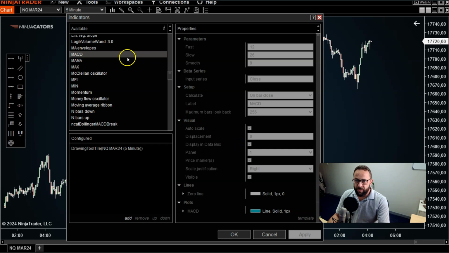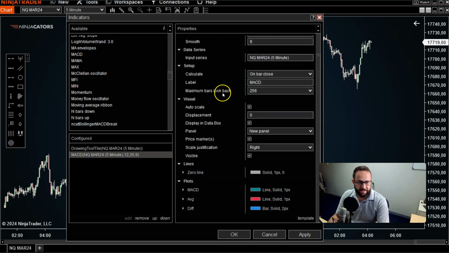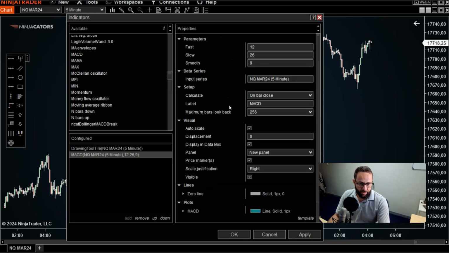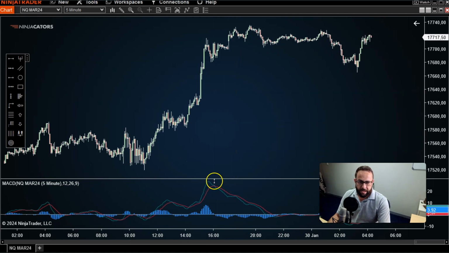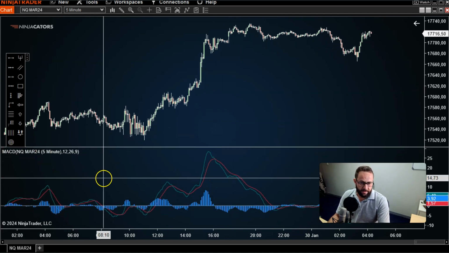As with all of these indicators, you've got to double click on it. It'll bring it into the configuration window down here, and you'll be presented with a lot of default settings. I'm not going to change any of these settings yet, but for explanation purposes, we'll just stick with these defaults. Then I just go ahead and click OK, and you'll see at the bottom here the MACD indicator loaded.